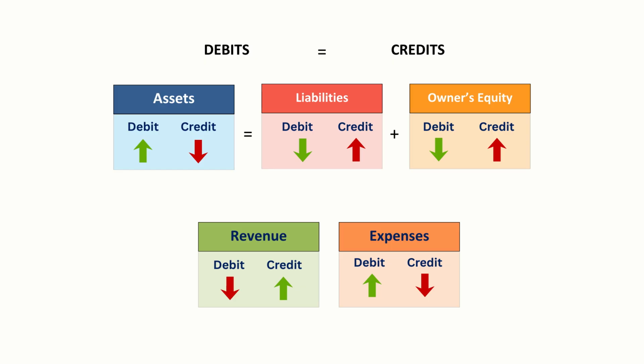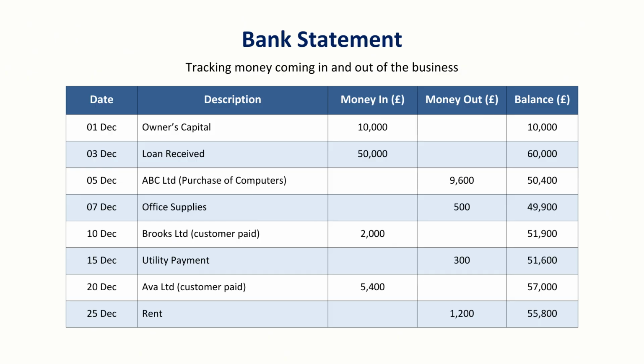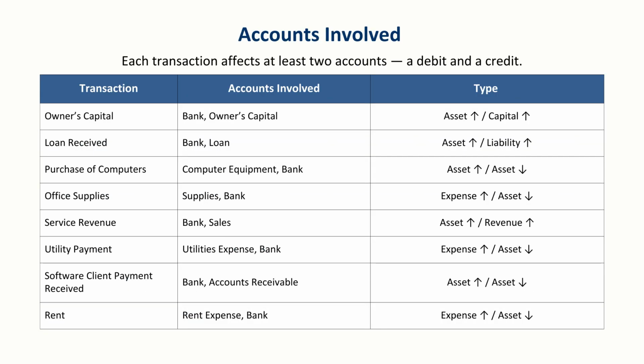adds up. Imagine we're looking at a few real documents, an invoice, a supplier bill, and some bank transactions. These are everyday business events. Our job is to turn them into accounting entries. The plan is, first, we'll take each transaction and decide which accounts it affects. Second, we'll record it into our T accounts. Third, we'll total everything up and check that our trial balance still balances. Basically, we're turning business paperwork into balanced numbers.